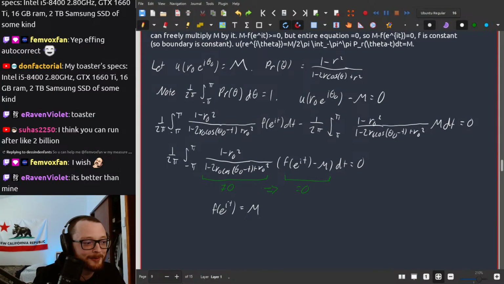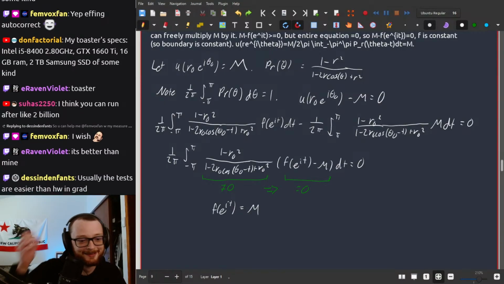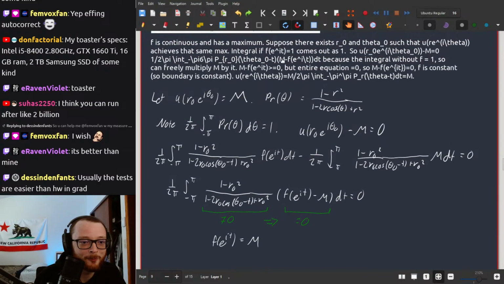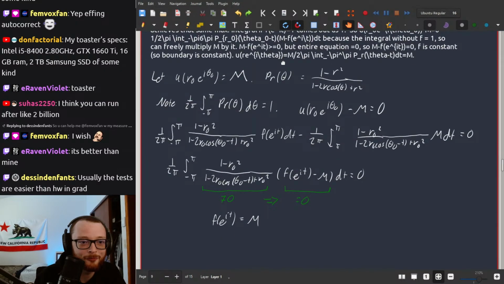It's better than yours. Oh, sorry. I call my computer a toaster because I can see it performing worse and worse for the games that I like to play.